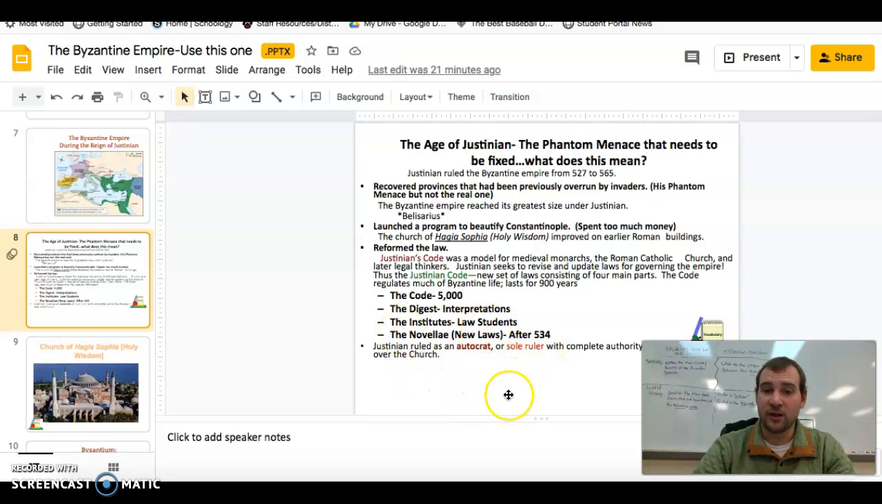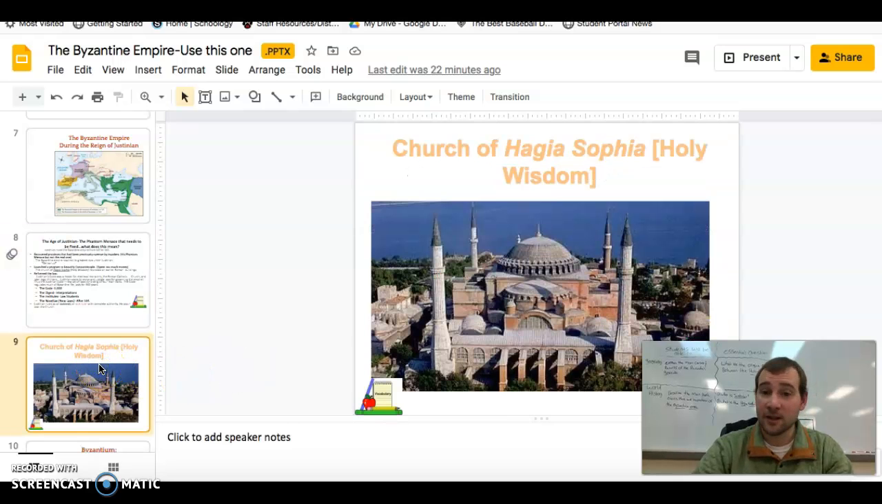After 534, he institutes a couple extra laws. So just kind of new laws. So the Novelli. All right. Justinian ruled as an autocrat or a sole ruler. Basically, he has complete control, and he also has control over the church. Okay, that's one of the differences between Catholicism and Eastern Orthodox from what you guys read yesterday.